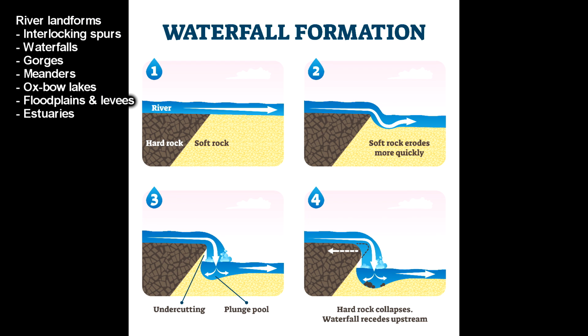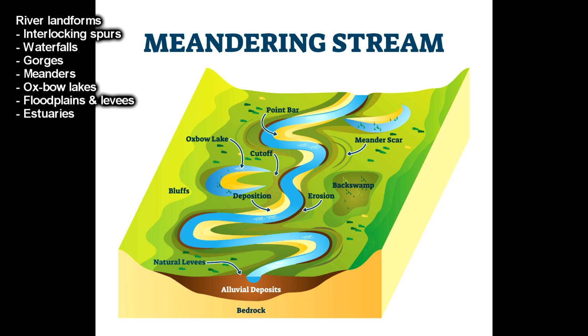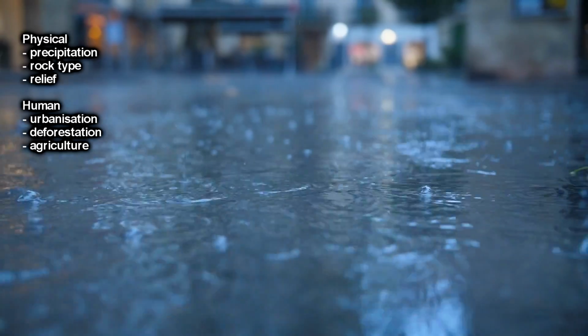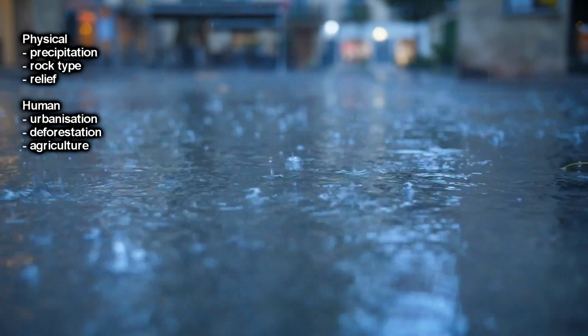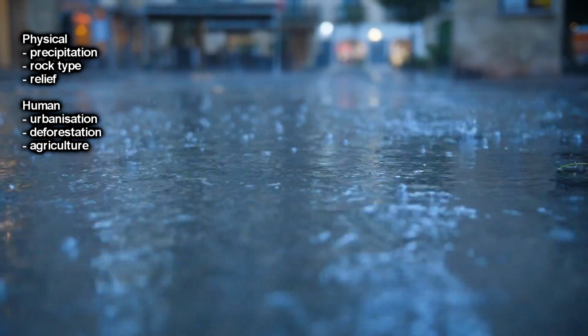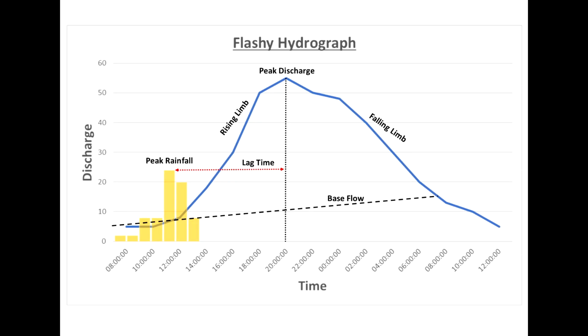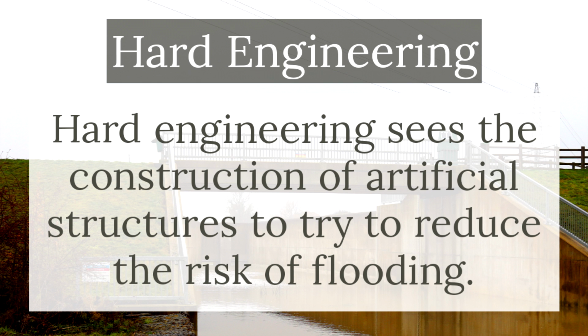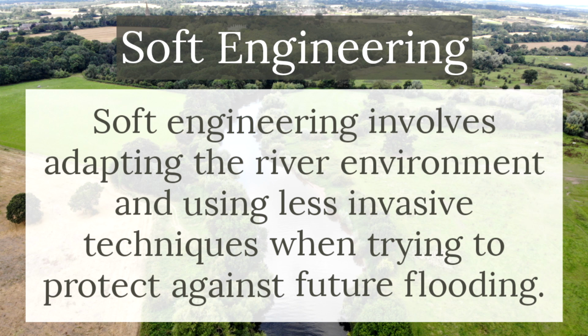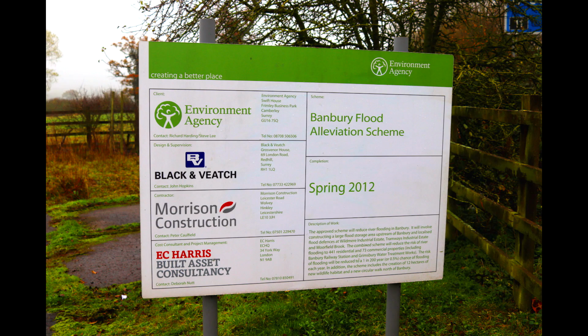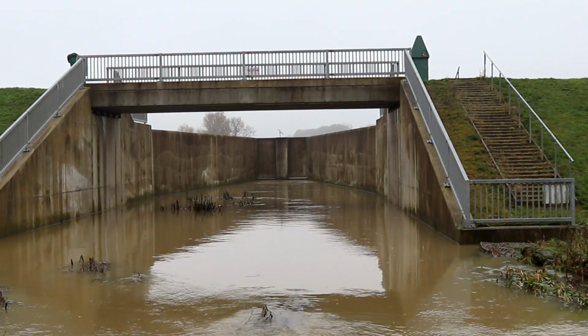Then as you move down the river, you'll find meanders, oxbow lakes, levees and floodplains. Finally, you look at causes of flooding, including physical and human causes. You'll be looking at how precipitation and discharge can affect this, relating to a hydrograph. Then looking at river management strategies, such as hard and soft engineering.